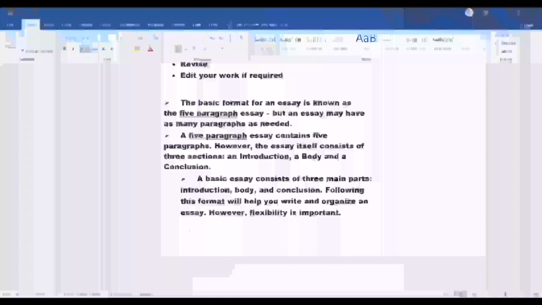So here, when we are talking about flexibility, what do we mean by flexibility? My question to you is, what do we mean by flexibility? Are we talking about the flexibility of our body? Are we talking about physical flexibility? No, we are not talking about any physical flexibility. Here we are talking about flexibility in your writing.